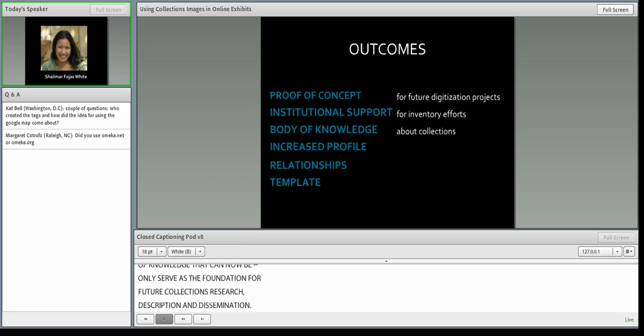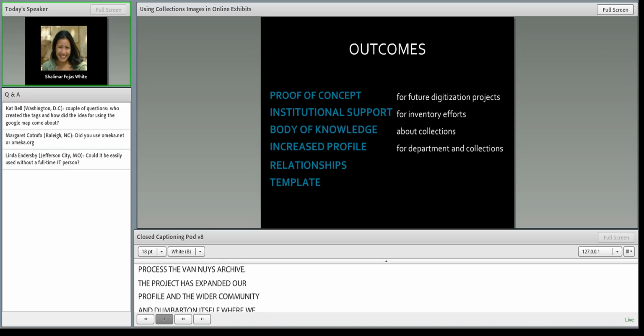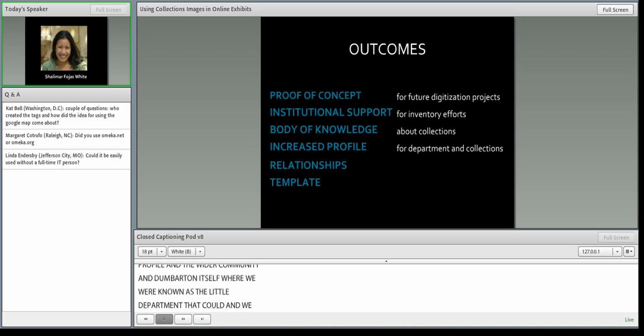The project has definitely expanded our profile, both in the wider community and within Dumbarton Oaks itself, where we are now known as the little department that could. And we've reached audiences far beyond our usual suspects, the Byzantinists, including scholars in other humanistic fields, library and archives professionals, and historians and practitioners of photography. Or people just interested generally in the history of Istanbul and Turkey, such as a local government official in Ephesus who is looking for historical photographs for the new cultural center there.